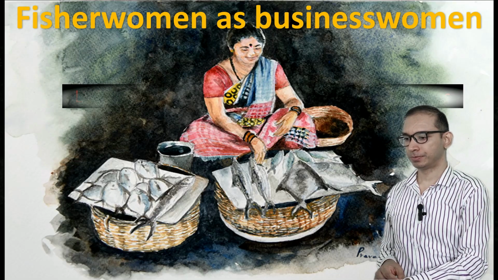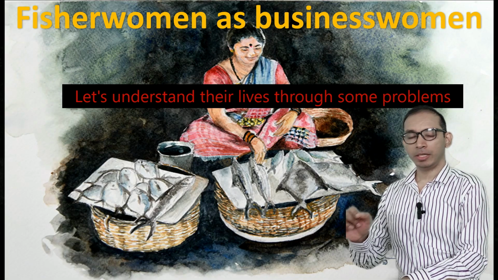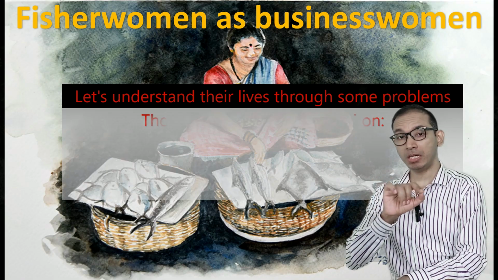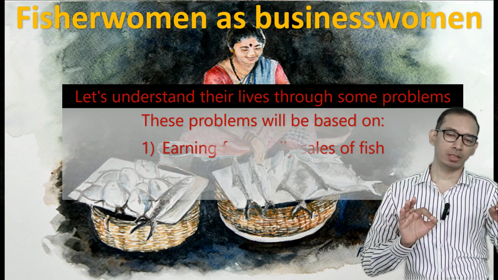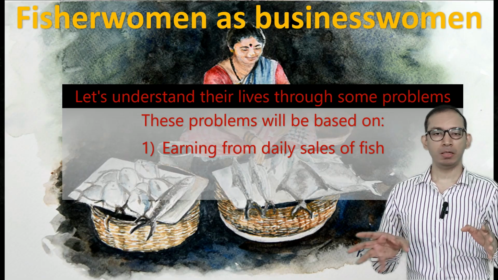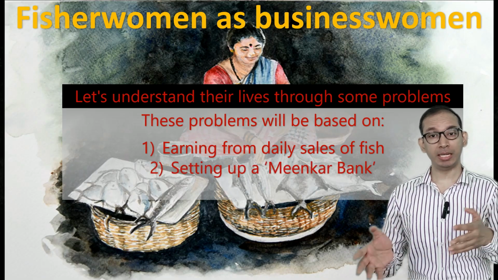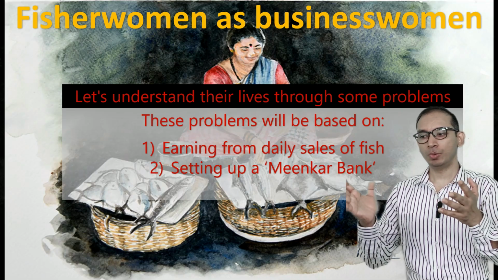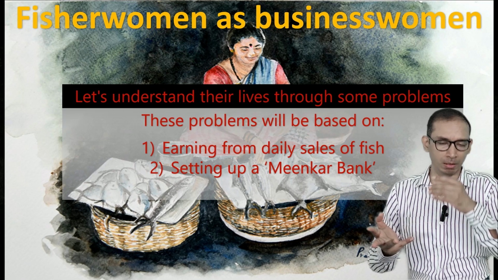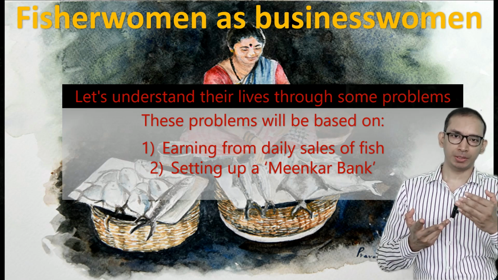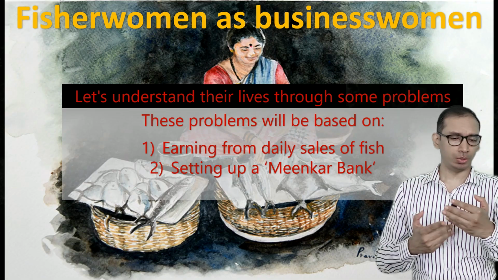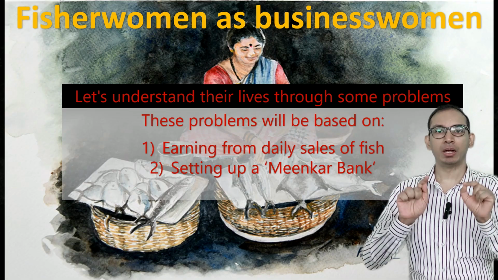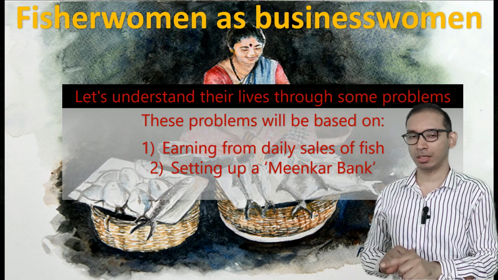First, earnings from daily sales of fish. They're going to set up a Meencar bank. Meencar is a Malayalam word. Meen means fish. Car means people who deal with it. Meencar are the people who deal with fish, be it catching fish, selling fish, doing all kinds of fish processing. They all come under that particular umbrella term called Meencar in Malayalam.